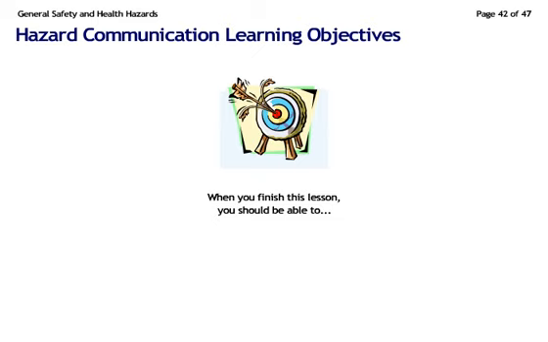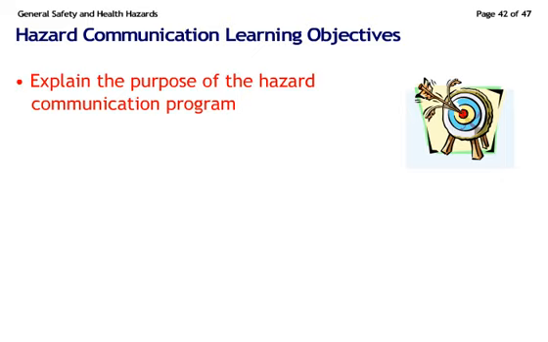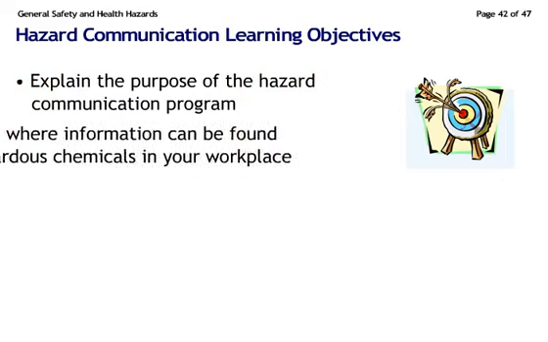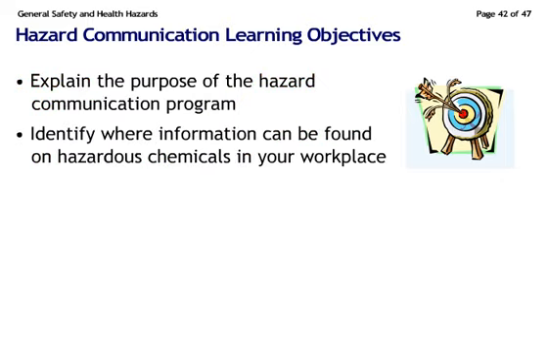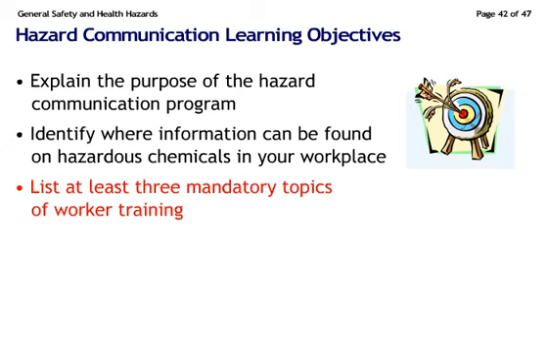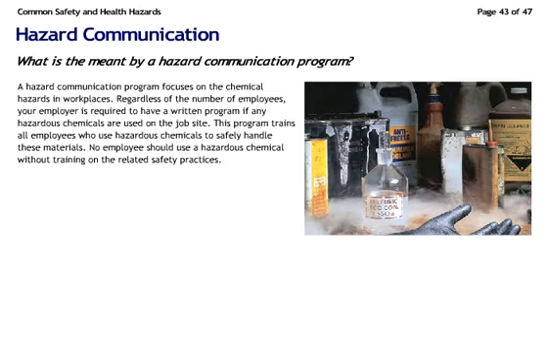When you finish this lesson, you should be able to explain the purpose of the Hazard Communication Program, identify where information can be found on hazardous chemicals in your workplace, and list at least 3 mandatory topics of worker training.